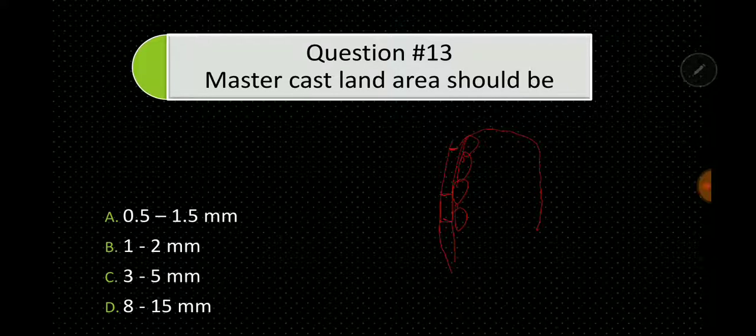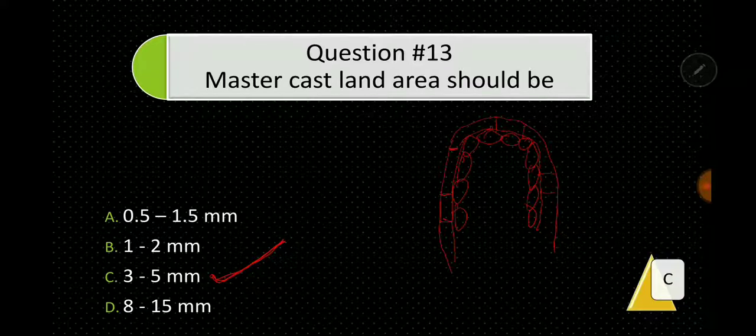So for example, this is your cast here. This is a quick illustration. And then your stone around. So your land area, how thick should it be? Your land area should be about 3 to 5 millimeters. So 3 to 5 millimeters, which is C.